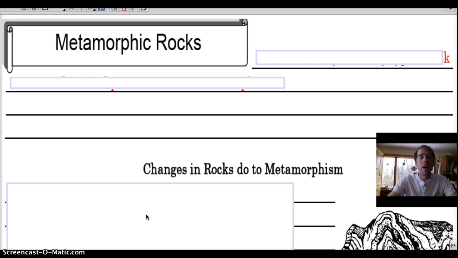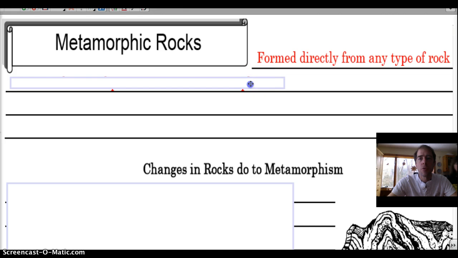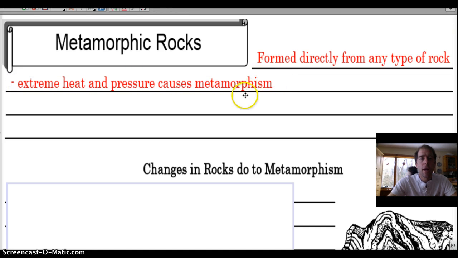Say hi. Metamorphic rocks are when rocks are changed directly. They come from some other rock, and it's because of heat and pressure. Just heat or heat and pressure, either one of those things can change a rock into something else.